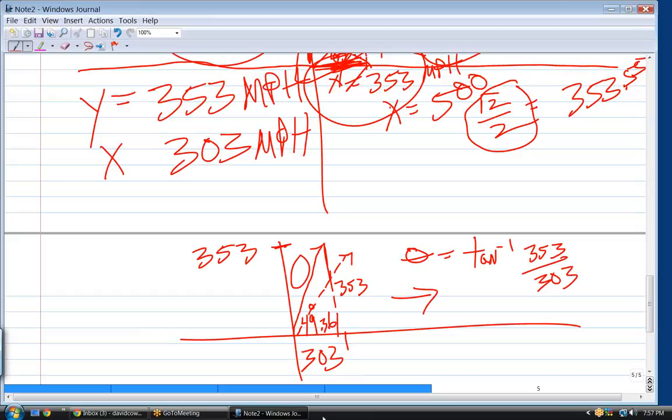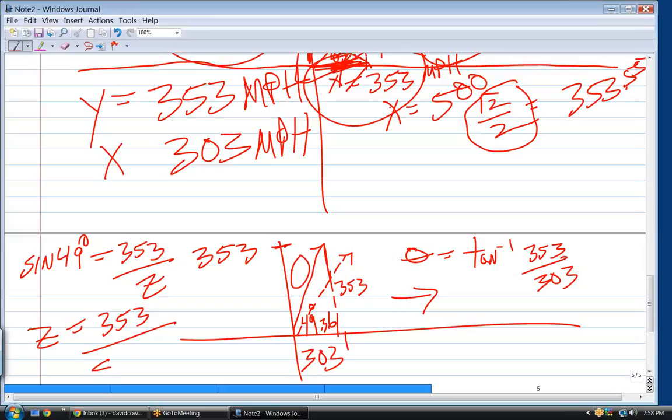So you would do, well, let's see. What's the easiest thing to do? We've got the sine of 49 degrees equals 353 over z. So z is, this is the easiest way, 353 divided by the sine of 49 degrees. Should be slower than 500 miles per hour. Yeah, it's 467.7.